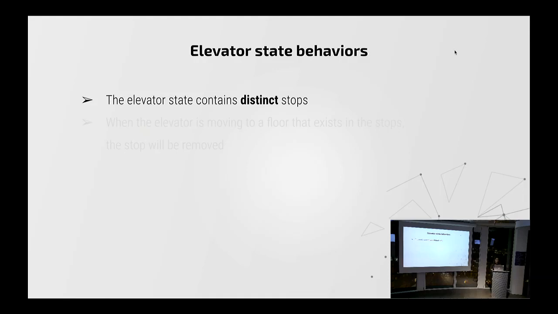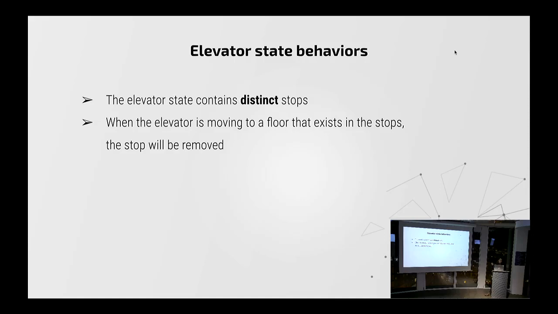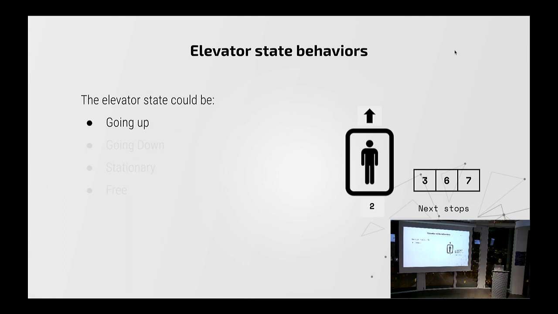So the elevator contains distinct stops. This is described actually in the stops set. And when the elevator is moving to a floor that exists in the stops, that stop will be removed. So the possible direction of the elevator would be going up. How could we know that? It would be clear from the current floor if it is less than the next stops. It means that the elevator will go up.